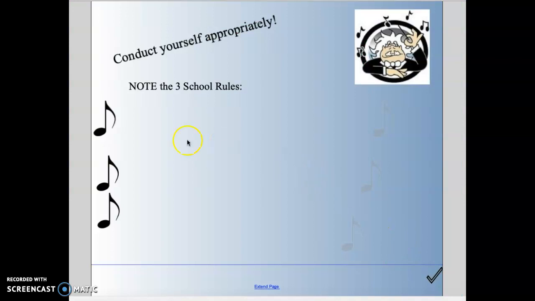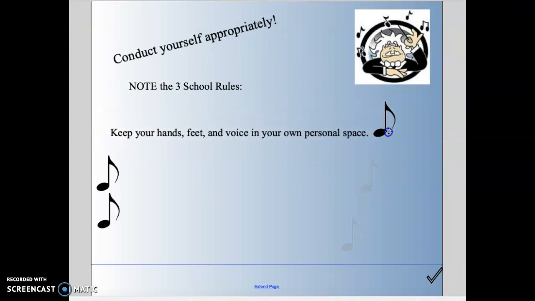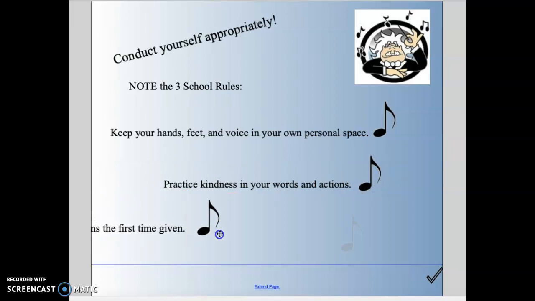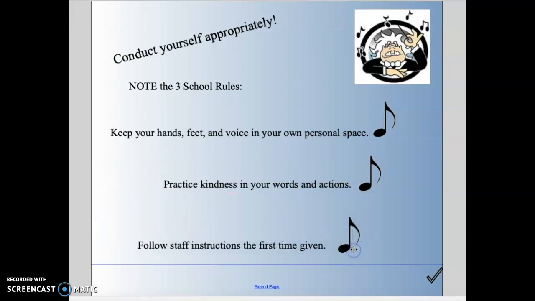When in music class, I ask that you follow the 3 school rules. Keep your hands, feet, and voice in your own personal space. Practice kindness in your words and actions. Follow staff instructions the first time given.